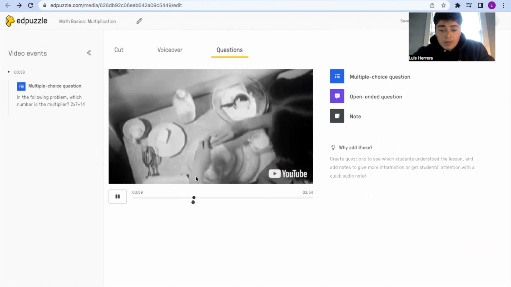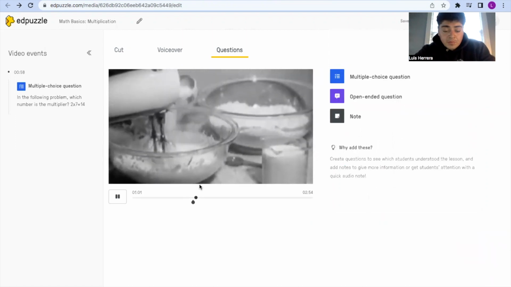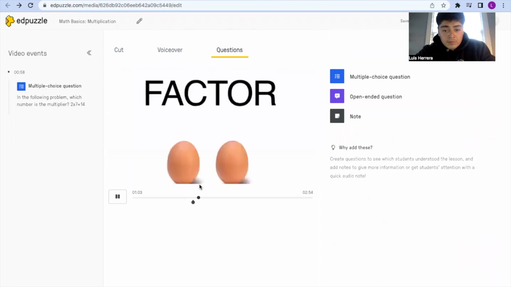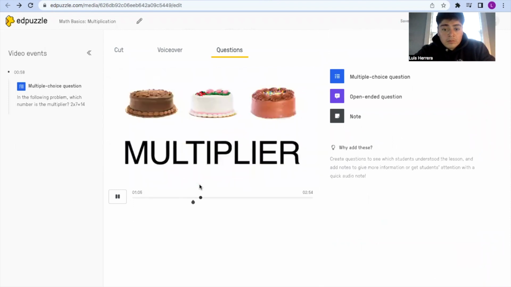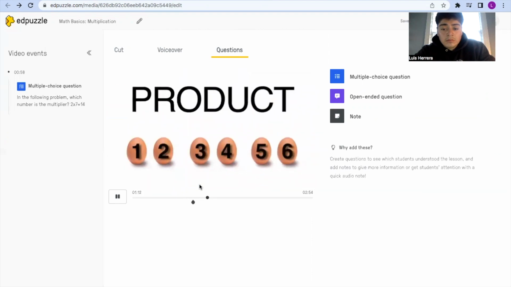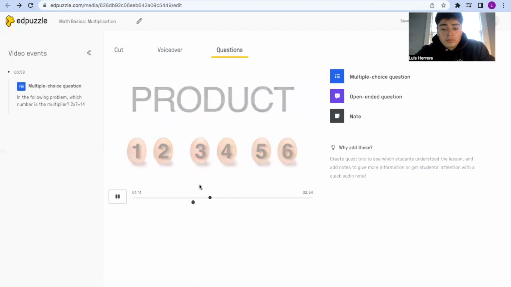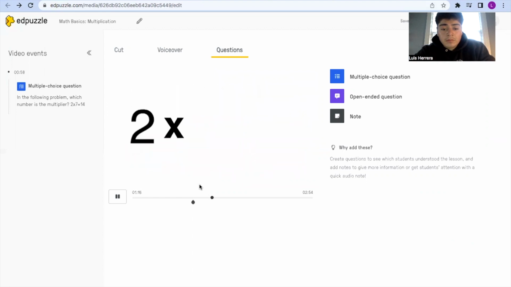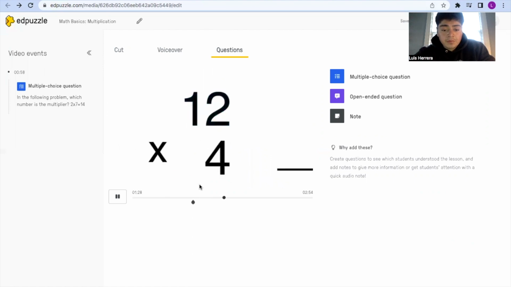The cake recipe calls for 2 eggs per cake, and you want to make 3 cakes. 2 is the factor, 3 is the multiplier, and the number of eggs you need to make 3 cakes, 6, is the product. You can write this as 2 times 3 equals 6. Let's multiply a larger number. Stack 12, the factor, on top of 4, the multiplier.